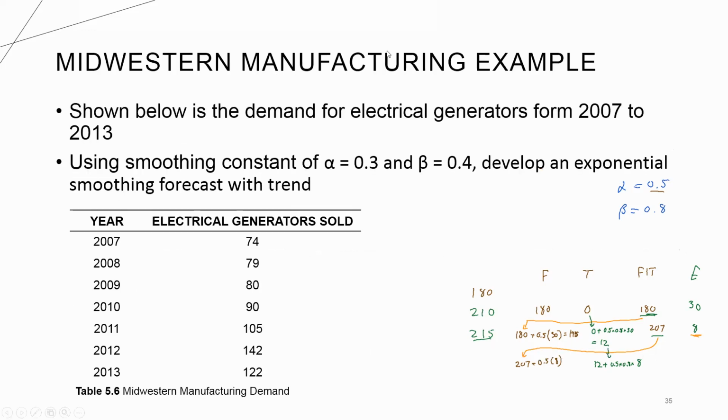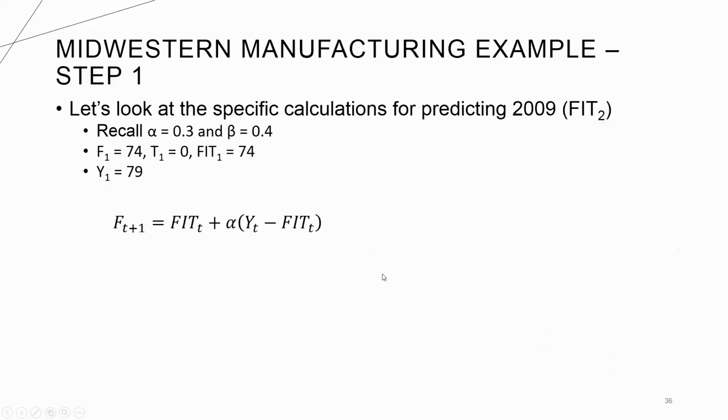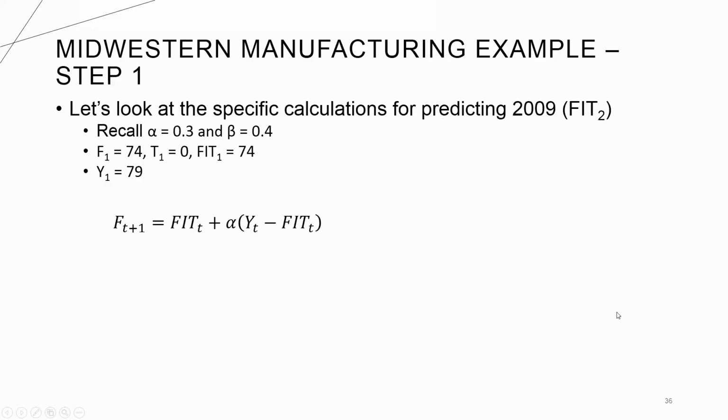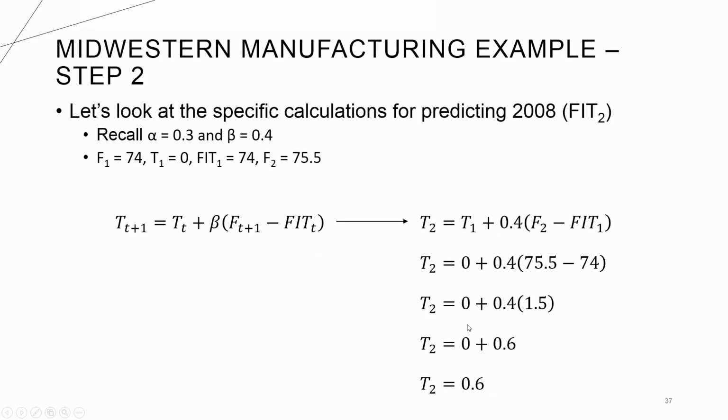Okay, so here is an example. Here we're using alpha is 0.3, beta is 0.4, and we're going to do this exponential smoothing forecast. We have our initial values. The first year was 74, so we set our initial values to 74 and 0. Then we get our new smooth value, 75.5, and our new trend, 0.6.